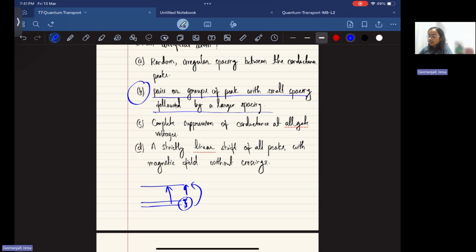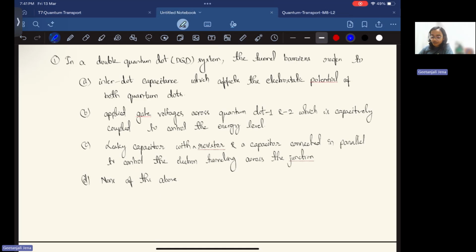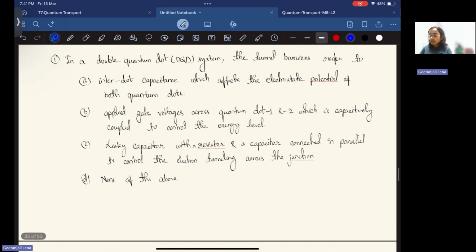Okay. Now we'll see some of the conceptual questions from week 8. If you look at question number 1, we have: in a double quantum dot system, the tunnel barriers refer to interdot capacitance, which affects the electrostatic potential of both quantum dots, or an applied gate voltage across quantum dots 1 and 2, which are capacitively coupled to control the energy level.